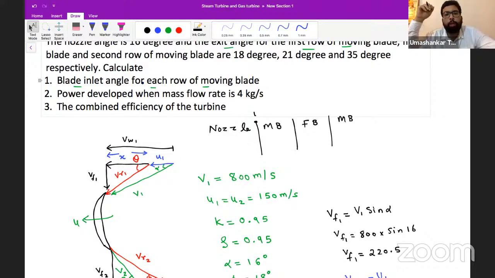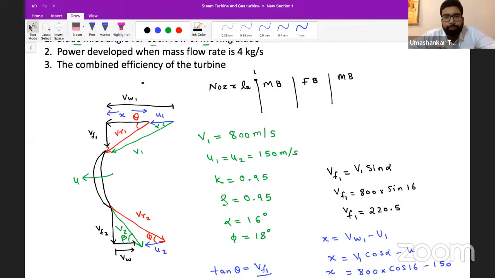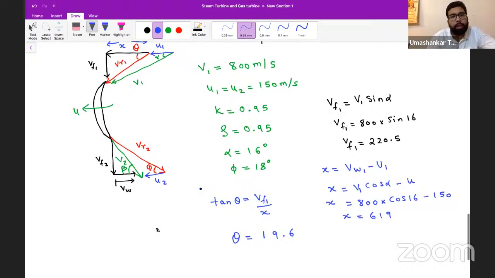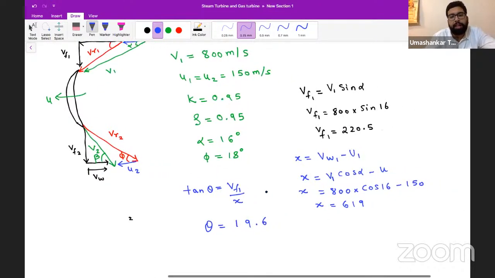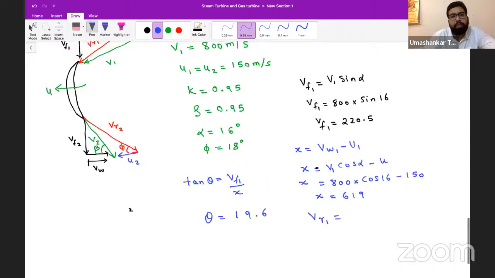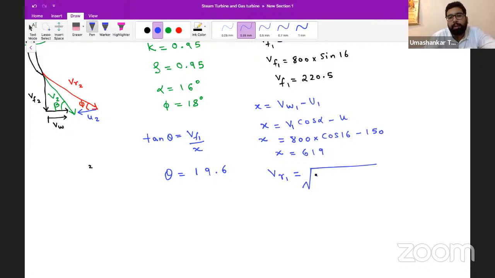Now to move to the next row, we require V2. Yes or no? Because our steam will leave this moving blade at the absolute velocity of V2. So we require the value of V2 also. How are we going to do it? Let us find VR1 first. As you can see from the triangle, we already did all this in the last session also.